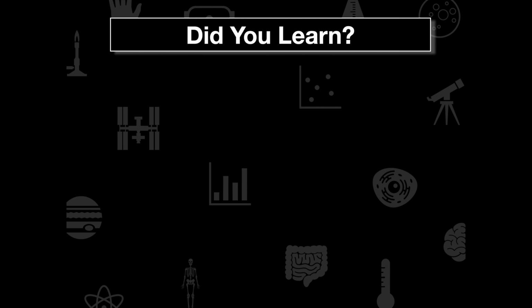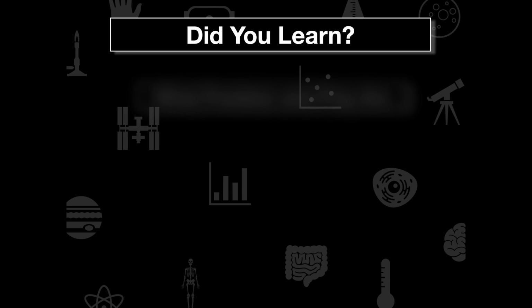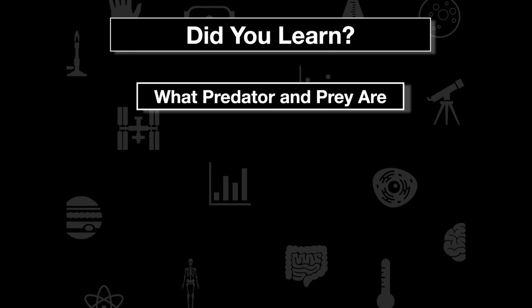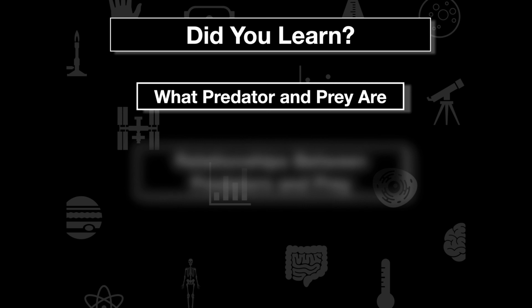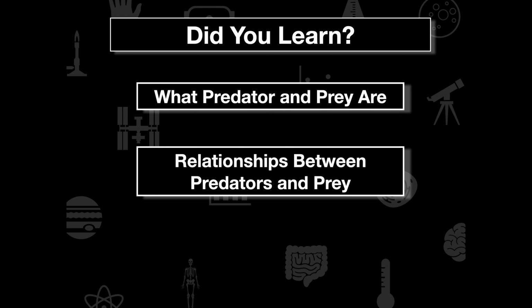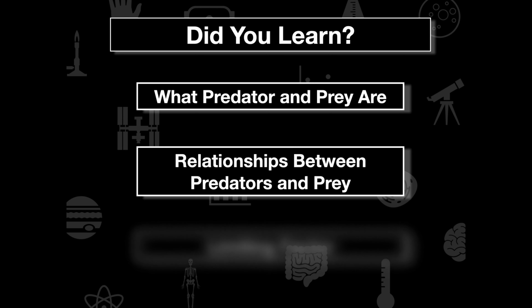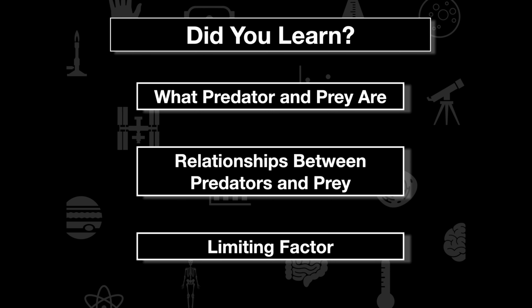All right, so this is going to be a short video, but did you learn a couple of things here? Did you learn about what predators and prey are? Did you learn about the relationships between predators and prey? And then lastly, did you learn about a limiting factor?